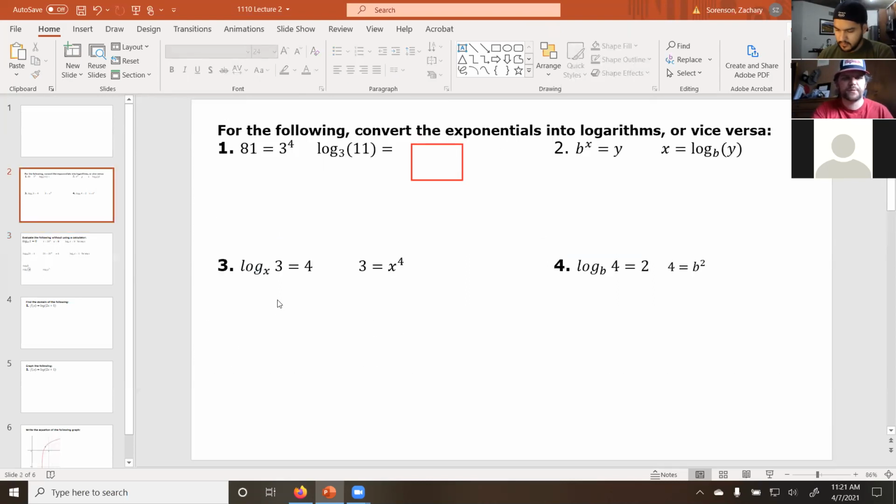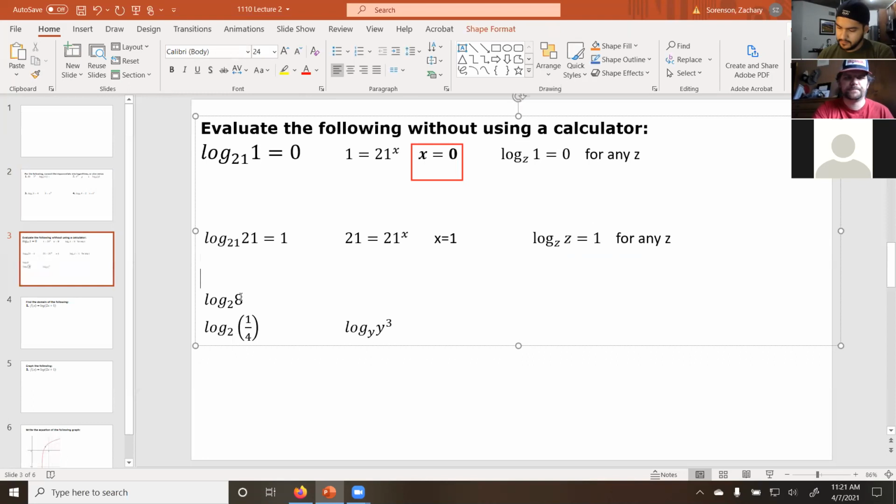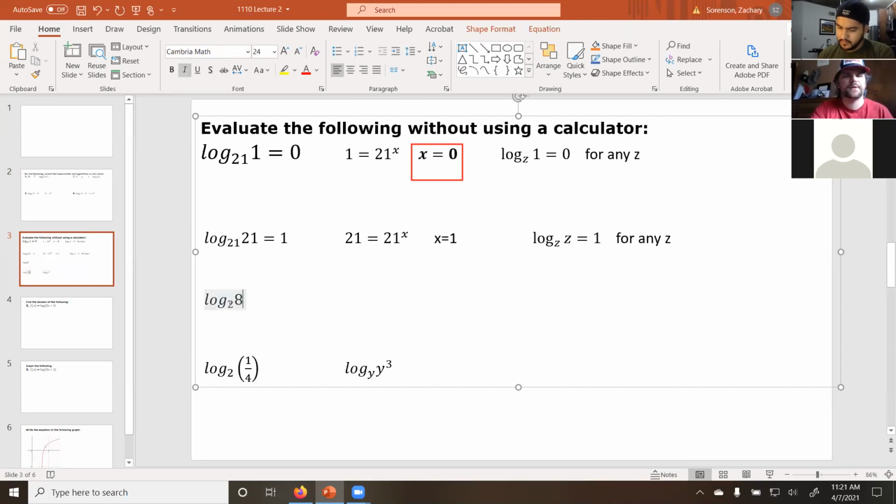Okay, 2 more examples. Someone walk me through how to solve this.